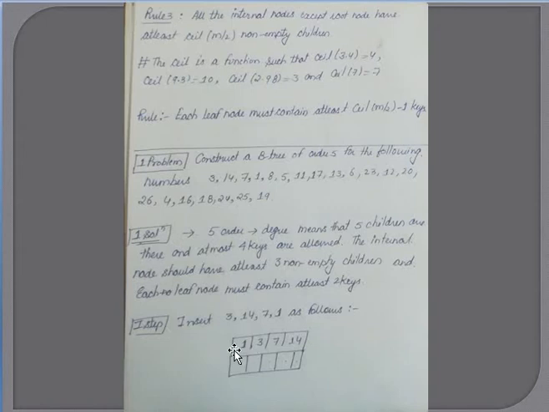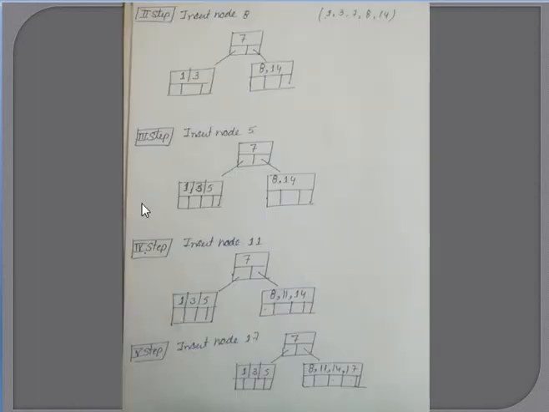So first, what we are doing? We are inserting the first 4 elements 3, 14, 7, 8. One by one we are inserting the elements. After inserting the elements, we get the tree like this. Next we are inserting the next element, that is 1. So 1, 3, 7, 8, 14. It will split at 7. So left child, right child.